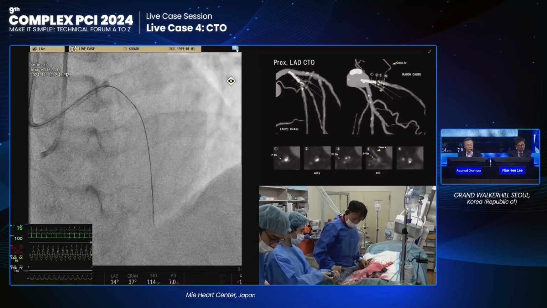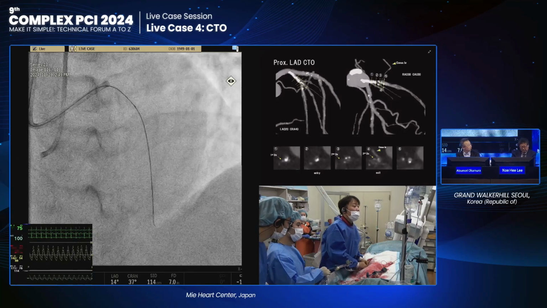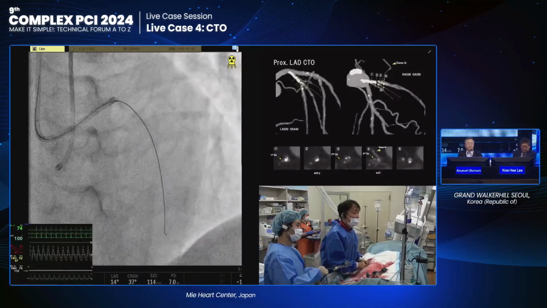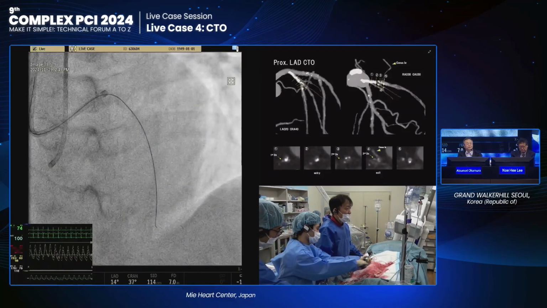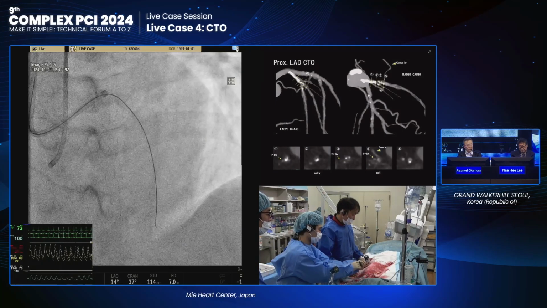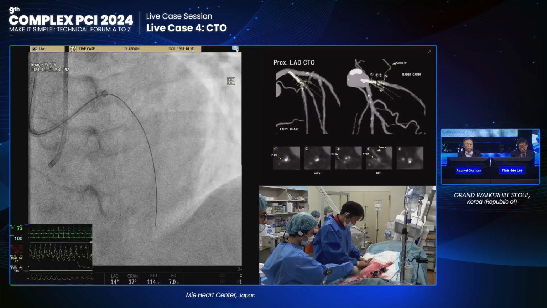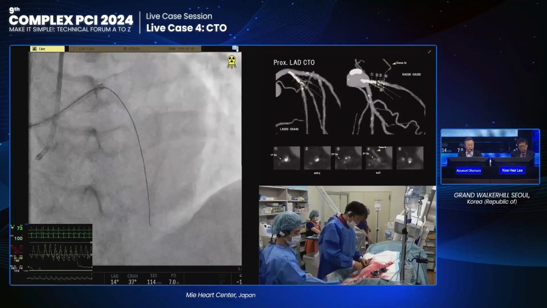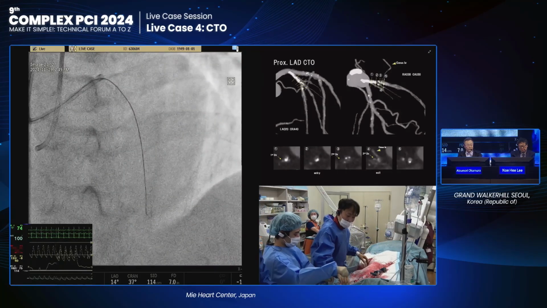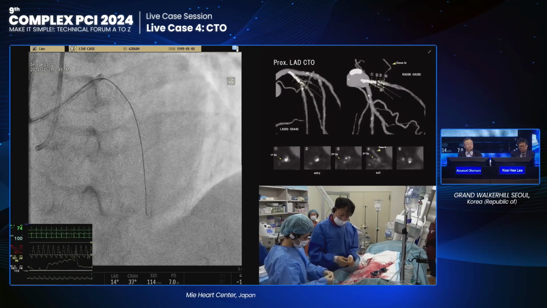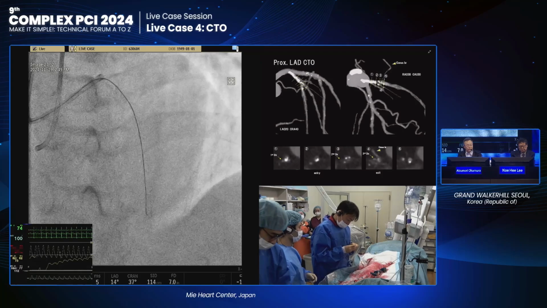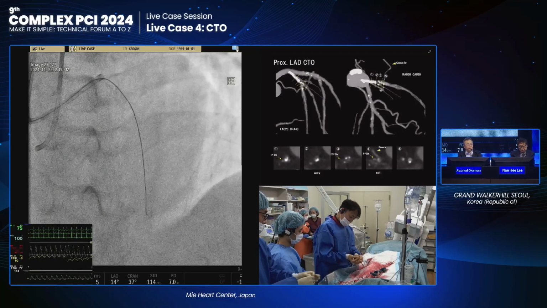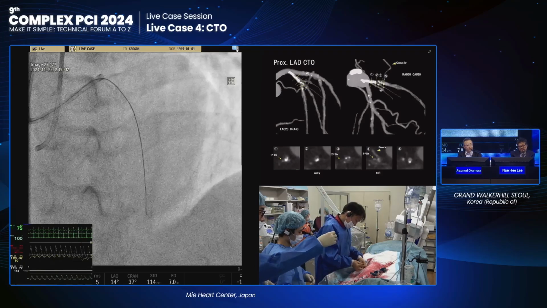May I know the size of the balloon? This is only 1.0. I want to minimize the vessel damage in this situation because our next purpose is to preserve the orifice of the diagonal, right? But I want to close the Corsair now and change the wire and do the IVUS to see the wire course and the orifice of the diagonal.